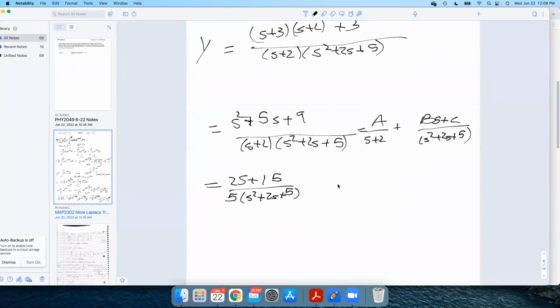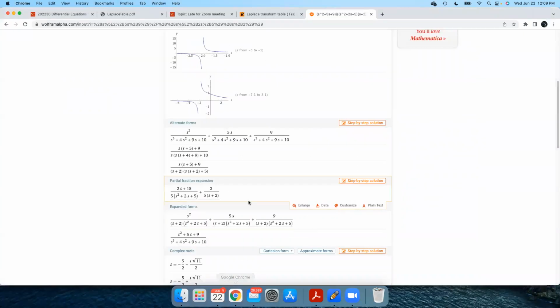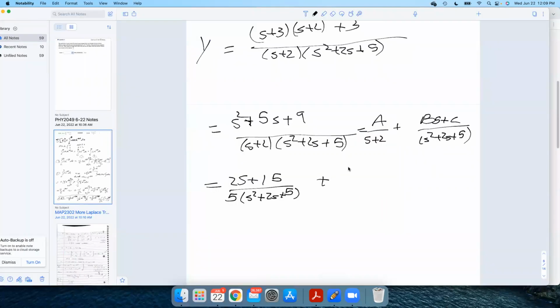I should try to avoid problems with 5s. My 5s and s's look too much alike. Plus 3/5 over s plus 2. Of course, another 5.